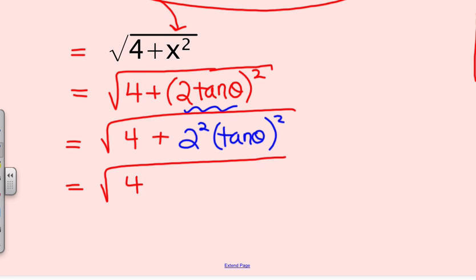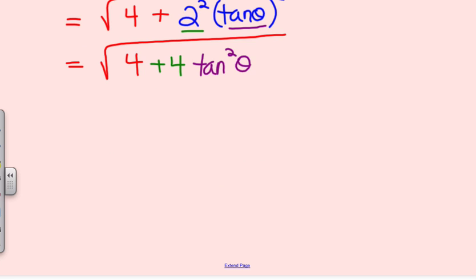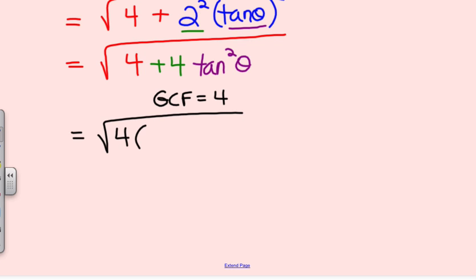All right. So now 2 times 2, so 2 squared is 4. And then the tangent of theta times the tangent of theta is tangent squared of theta. Now I'm going to go ahead and take out the greatest common factor, the GCF, from these two terms. The greatest common factor for those two terms is 4. So when I pull out the 4, I'm left with 1 plus tangent squared of theta.